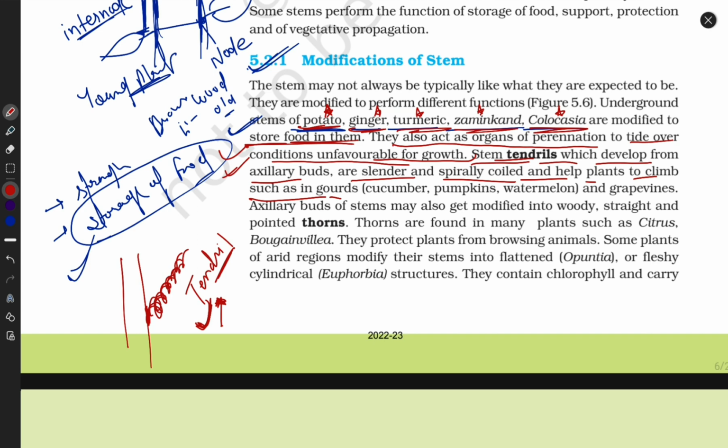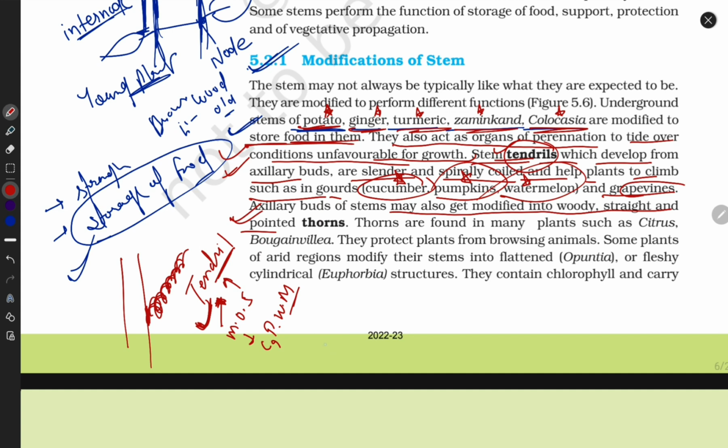The example of modification of stem in the form of tendrils. Which kind of vegetable adapts tendrils? Cucumber, pumpkin, watermelon. Important. Again, I'm star marking here. Tendril is what? Modification of stem. Examples are cucumber, pumpkin, watermelon. Again, grapevines. Now, the axillary bud of the stem may also get modified into straight and pointed structures. Means they make what? Thorns. Thorns are also a modification of stem.